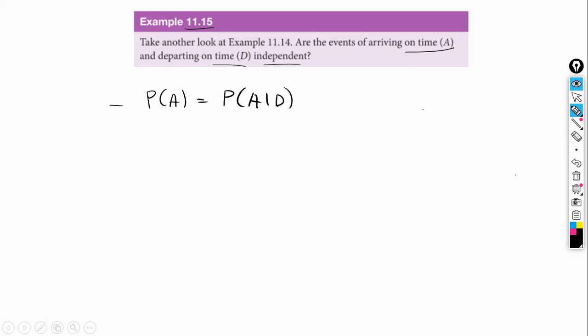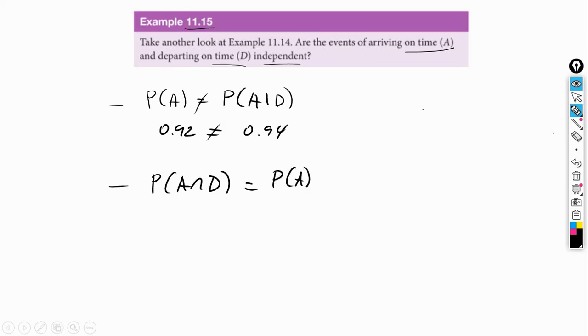And if you recall, the probability of A was 0.92 and the probability of A given D was 0.94. And since these two are not equal, the events A and D are not independent. Alternatively, we can check if the probability of A intersection D is equal to the probability of A times the probability of D.